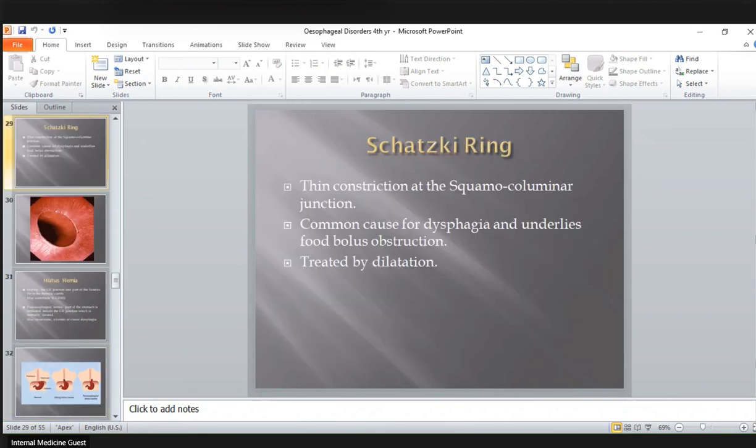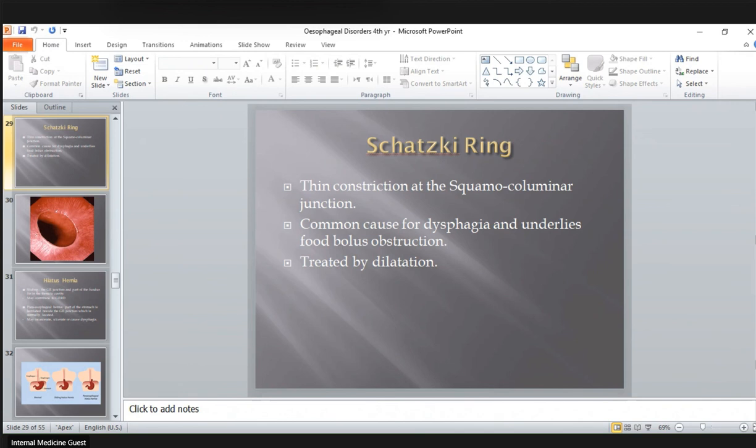or should disappear. Now, Schatzki ring, that's another constriction at the squamous-columnar junction. People believe it's related to reflux disease. However, the majority of patients with reflux disease do not develop Schatzki ring. This is a common cause for dysphagia, and patients may present with food bolus obstruction.